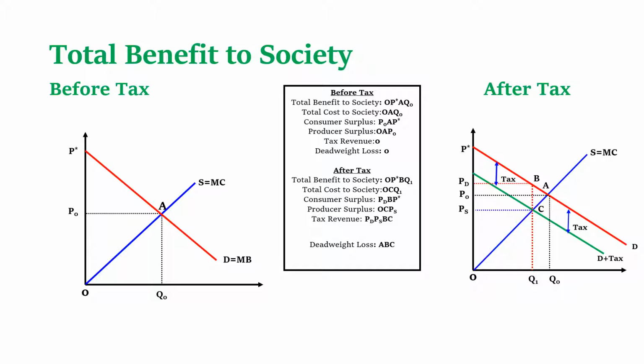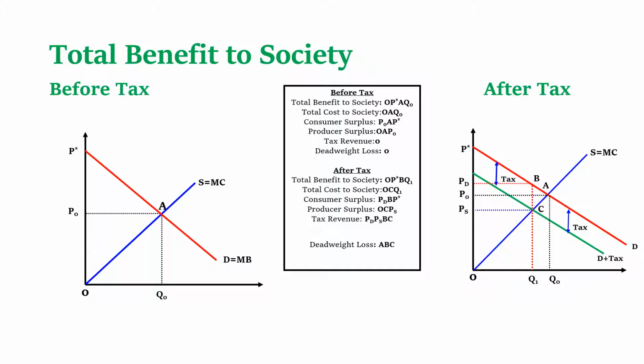So the consumer surplus is the area under the demand curve and above the market price. So P star, P naught, A is the consumer surplus. And then the producer surplus is P naught, A, O. That is the producer surplus.